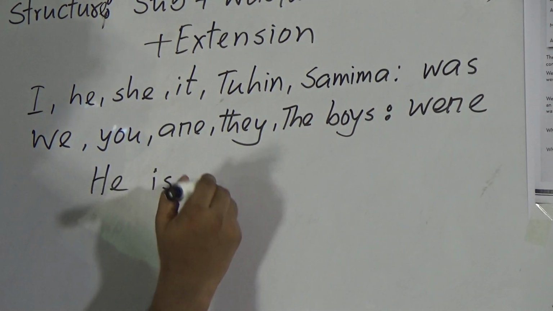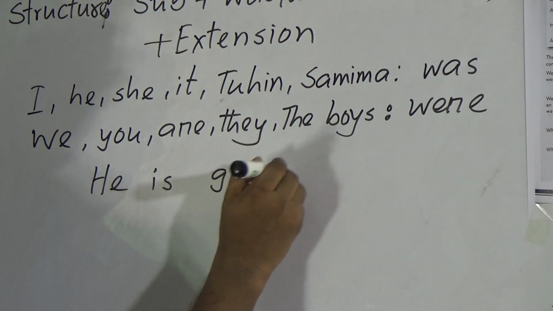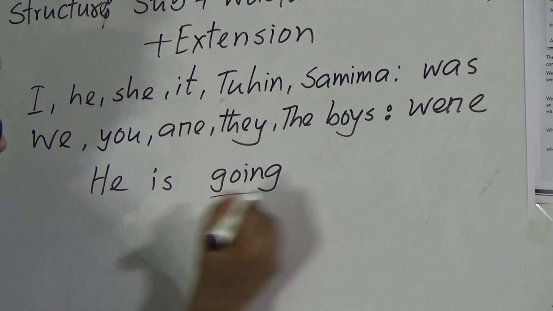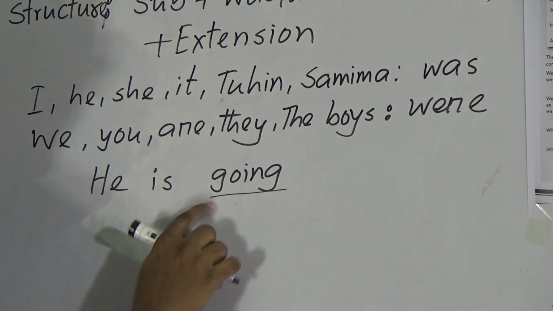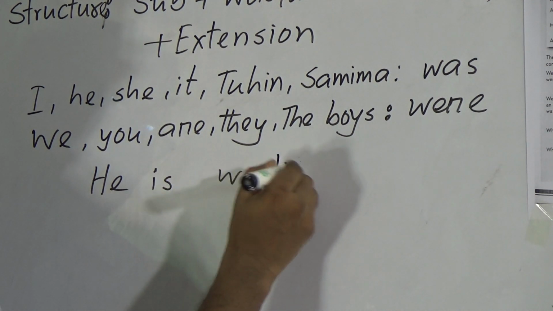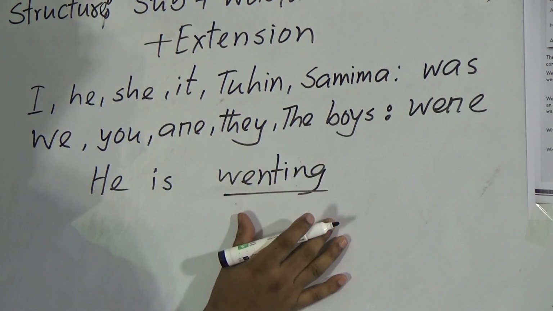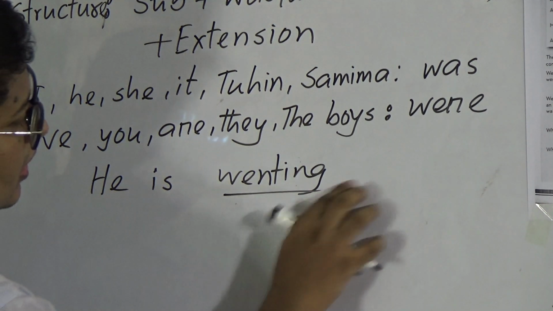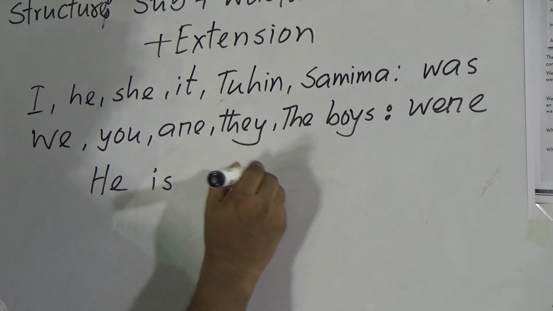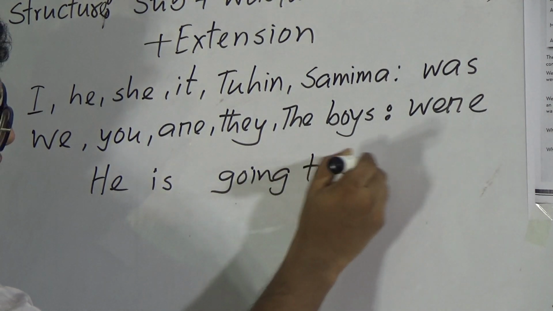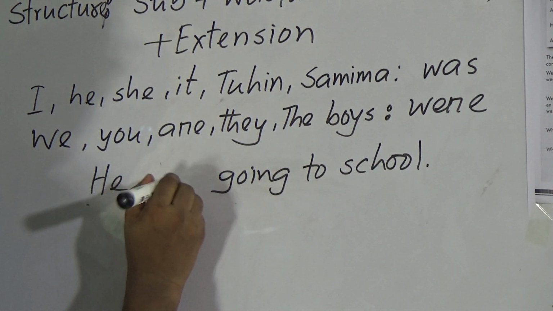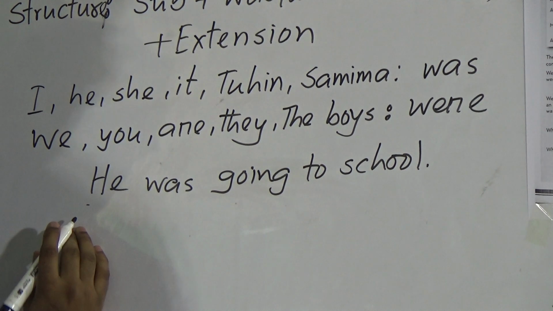Okay, if I say he is going to market, let me say one thing. We use verb plus ing after the present form of the verb. I cannot give here wenting. So no word like wenting. We use the ing form of the verb after the present form of the verb. So he is going to school. After he, we use he was going to school.